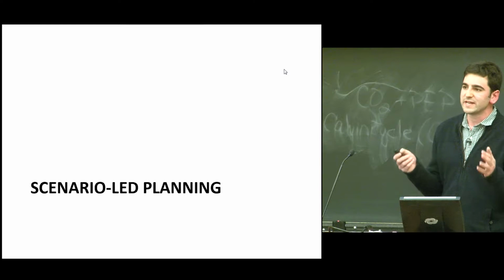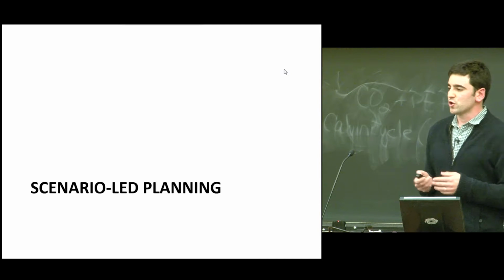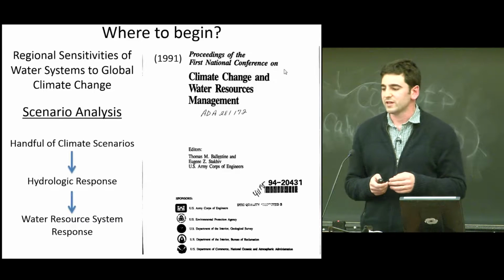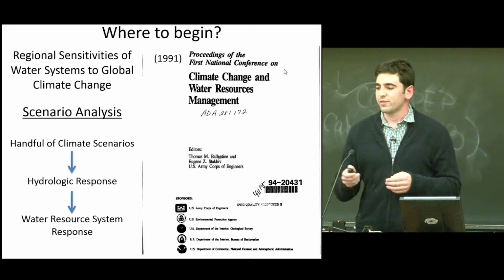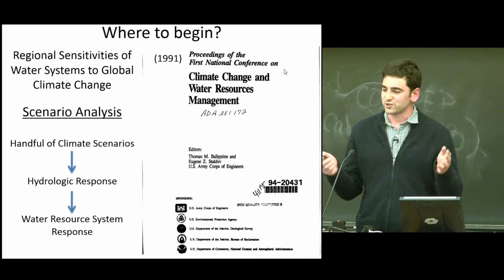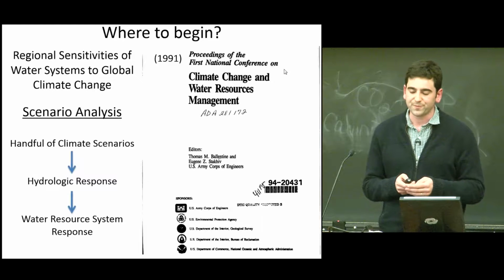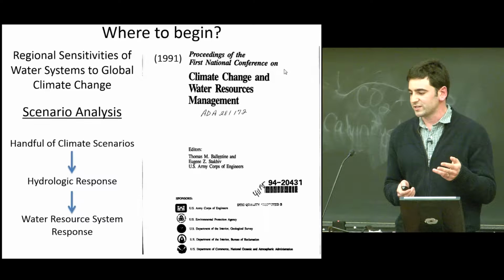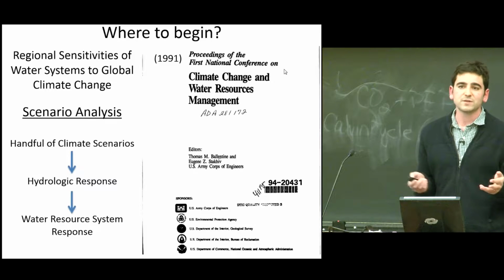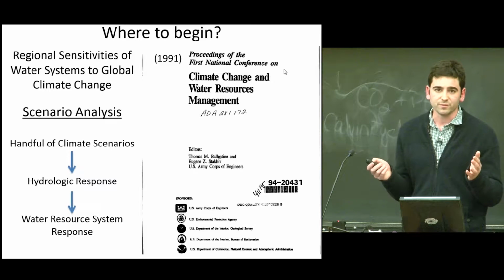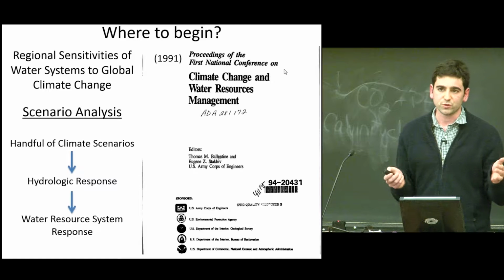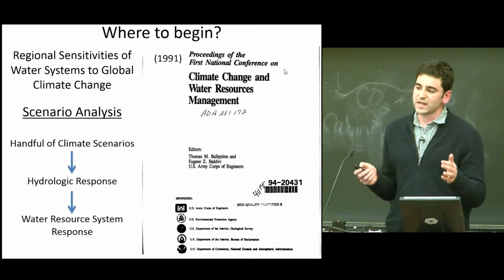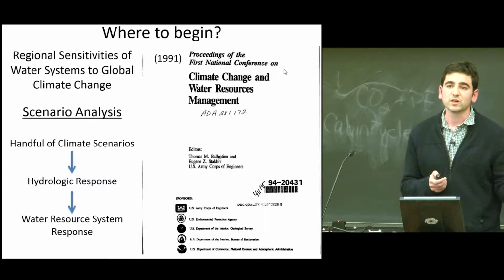Okay, so I want to start with scenario-led planning. I was thinking where to begin, and I figured a good place would be 1991, when there were the first proceedings of the first National Conference on Climate Change and Water Resources Management. The Army Corps of Engineers, together with EPA, USGS, Bureau of Reclamation, and NOAA, all came together and put together a symposium to look at climate change and water resources management.